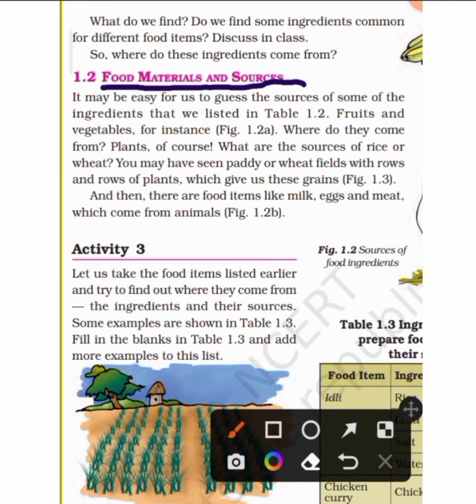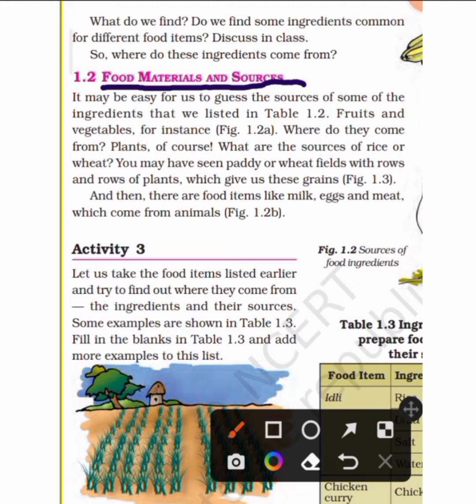It may be easy for us to guess the sources of some of the ingredients that we listed in table 1.2. For example, fruits and vegetables. Where do they come from? Plants, of course. What are the sources of rice and wheat? You may have seen paddy or wheat fields with rows and rows of plants which give us these grains. And then there are food items like milk, eggs and meat which come from animals.